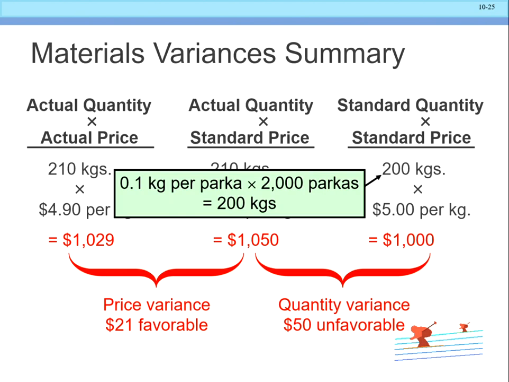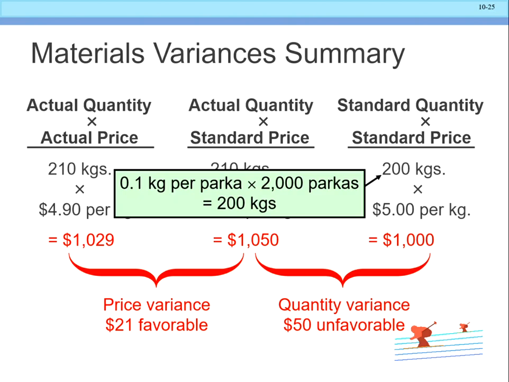That gives us a difference of $50 that is unfavorable. So when we take the $50 that is unfavorable and add it to the 21 that is favorable, it gives us the $29 that we talked about in the previous slide, to say we should have paid 1,000, but we ended up paying 1,029.